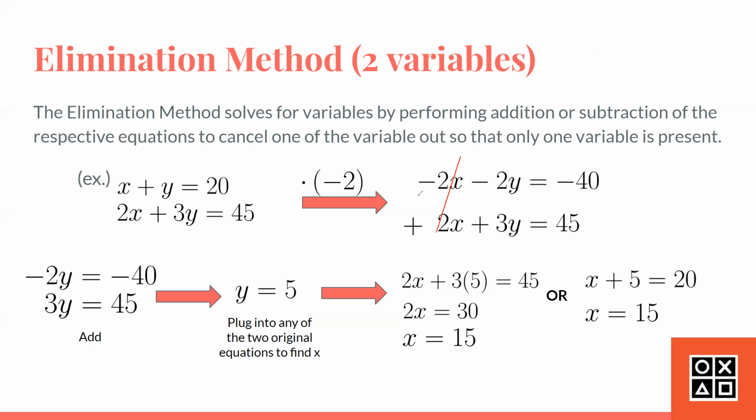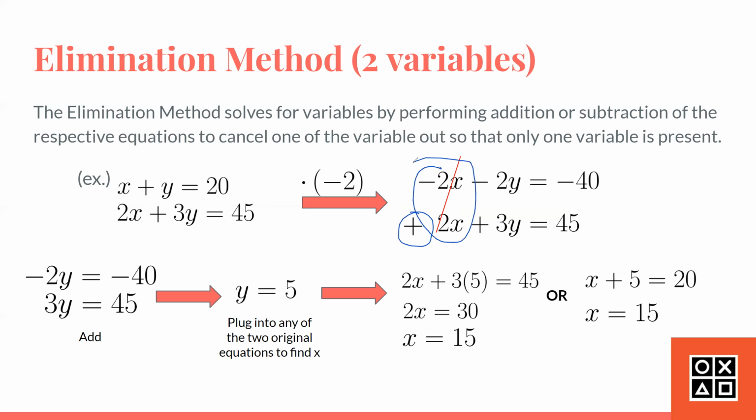Okay, so once we get that equation, you can see that both of these coefficients have been set up perfectly to cancel them out. So in this case, you can add the two equations to cancel the x variable out.